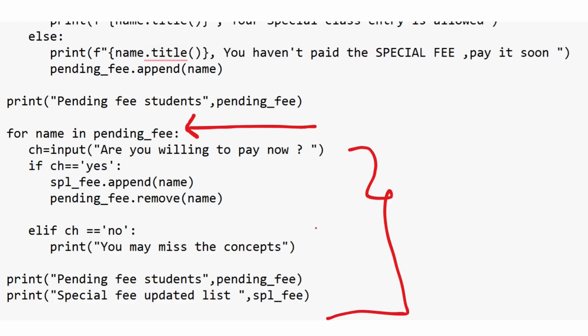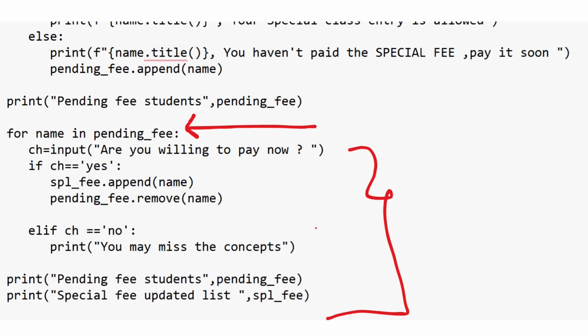Okay. So our first value is Chandan, right? So to Chandan, we are just going to ask, are you going to pay now? And if he presses yes, we are just going to get that amount, and we are just going to append this name Chandan inside that special fee category. If he has not entered yes, the program goes to this elif block.